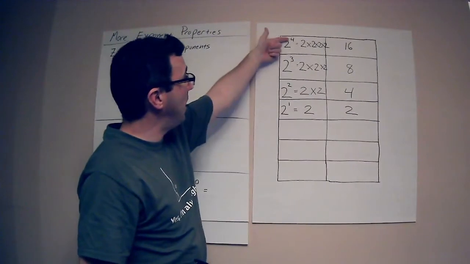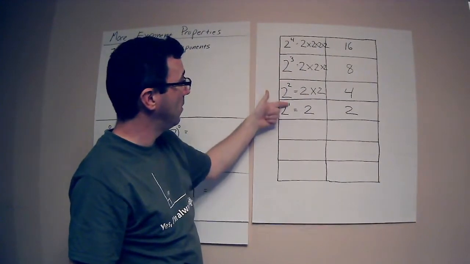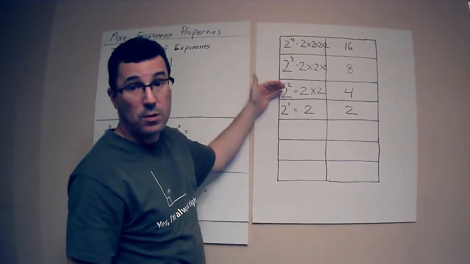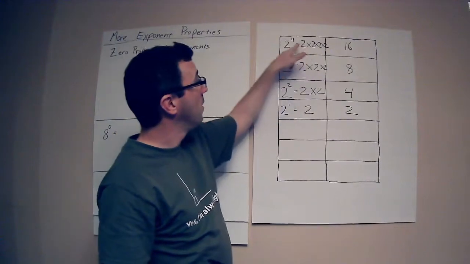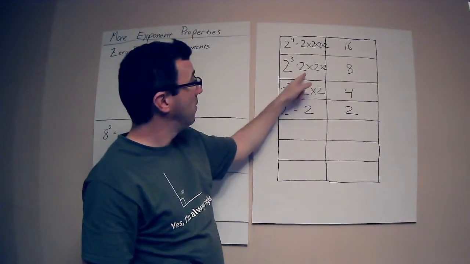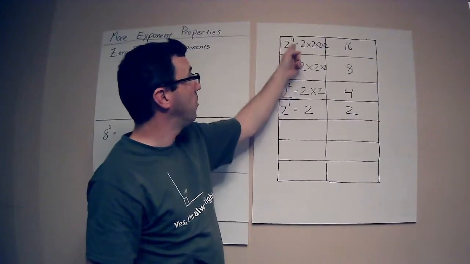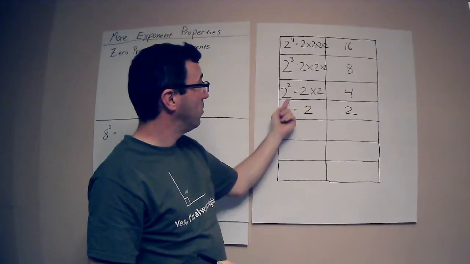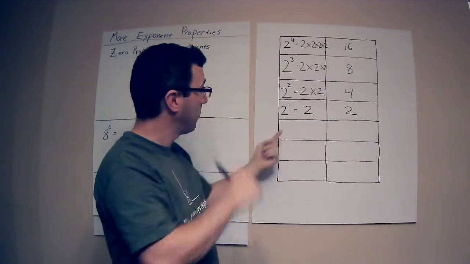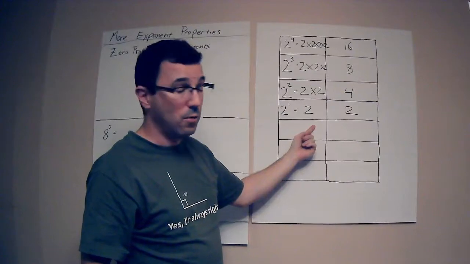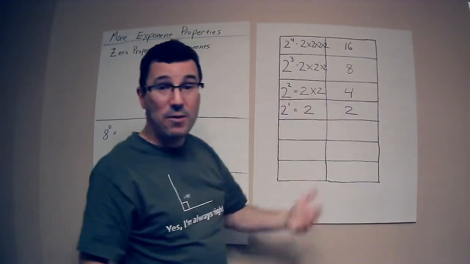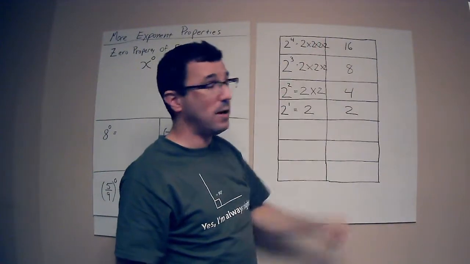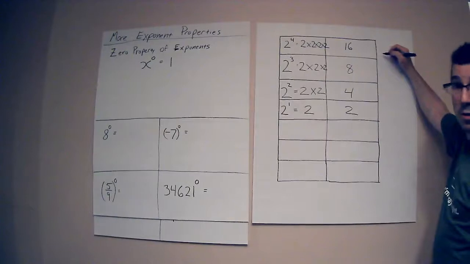So what you see is every time we drop the exponent down by 1, we're getting rid of one factor. So 2 to the 4th, we have four 2's. 2 to the 3rd, we have three 2's. 2 to the 2nd, two 2's. 2 to the 1st, only one 2. But the thing I notice is that every time I'm taking a 2 out, I'm dividing my previous answer by 2.